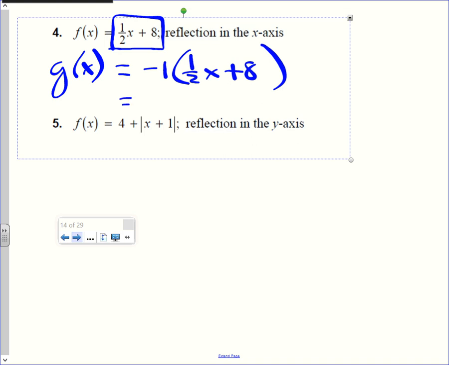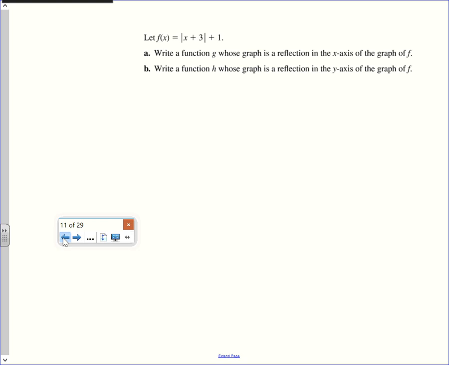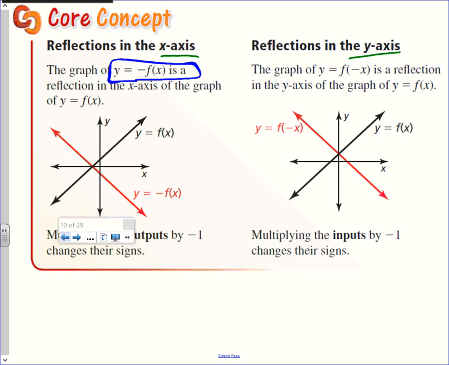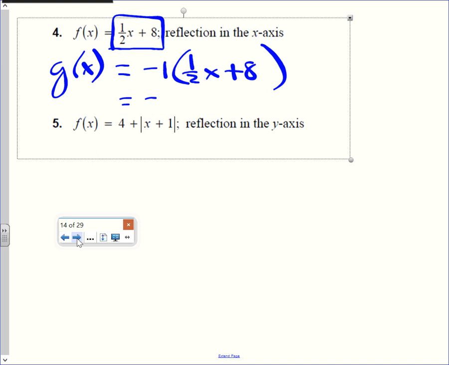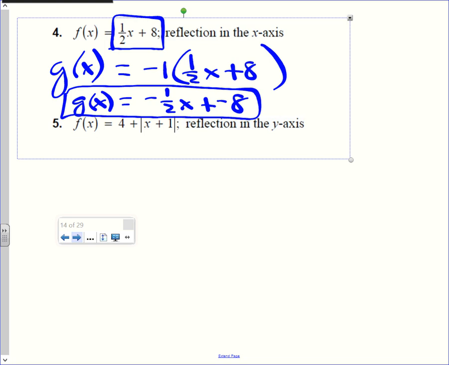So let's see, a -1 times 1/2 x is going to be right here. So when you want to reflect something in the x-axis, you multiply the whole output by -1. If you want to reflect it in the y-axis, you multiply only the input by -1. Notice, input versus output. The whole output would be the whole function. Good question. -1 times 1/2 is going to be -1/2 x, plus -1 times 8 is a -8. We're done. Here's g of x. Here's a transformed function. That function will be reflected over the x-axis.